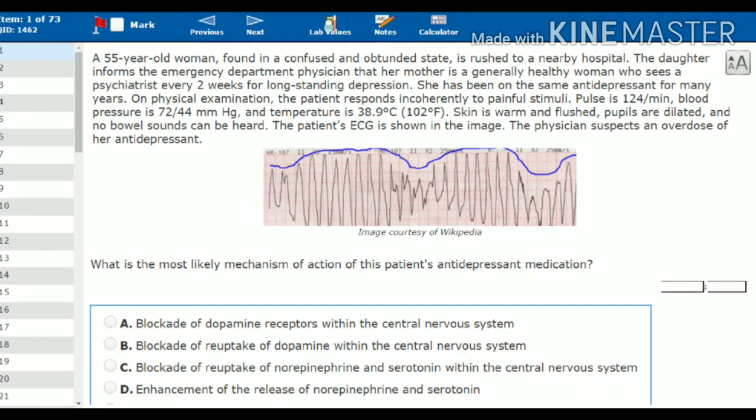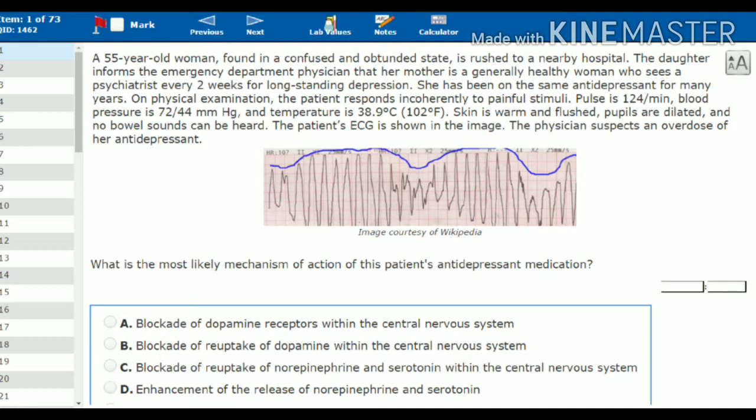Is it blockage of the dopamine receptor within the central nervous system, block of the reuptake of dopamine within the central nervous system, block of reuptake of norepinephrine and serotonin within the central nervous system, or blockage or enhancement of the release of norepinephrine and serotonin? So everything is given in this question, and it's a pretty easy question.